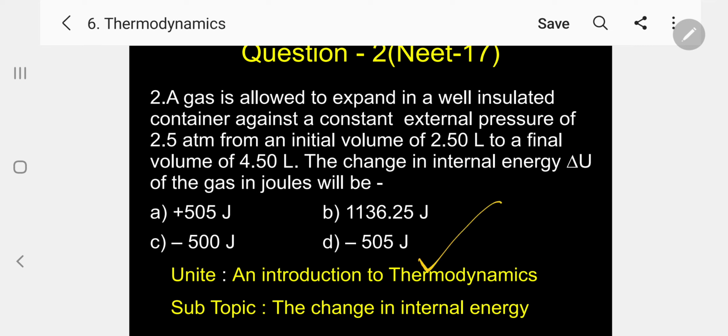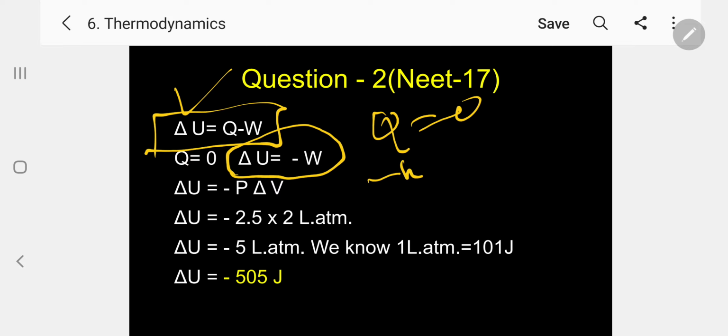Delta U is the change in internal energy. This is the equation we are using. It is given as thermally insulated, therefore Q equals 0, so delta U equals minus W. What is minus W? That is equal to minus P delta V, P into the change in volume.